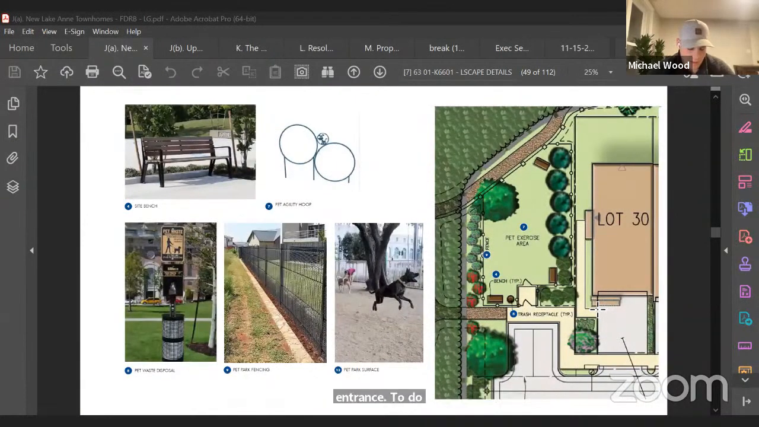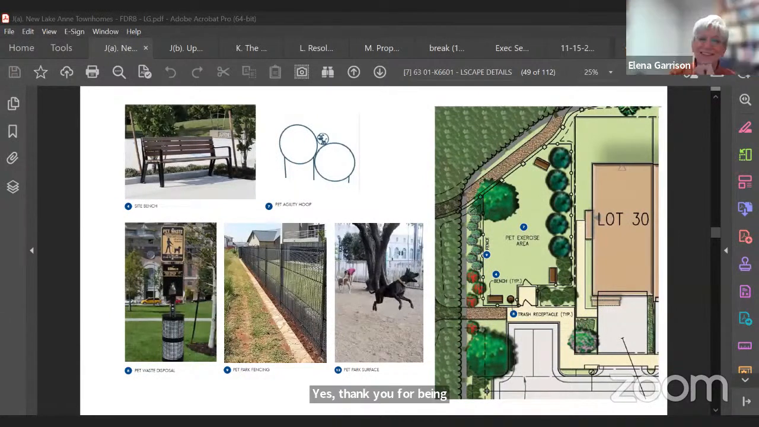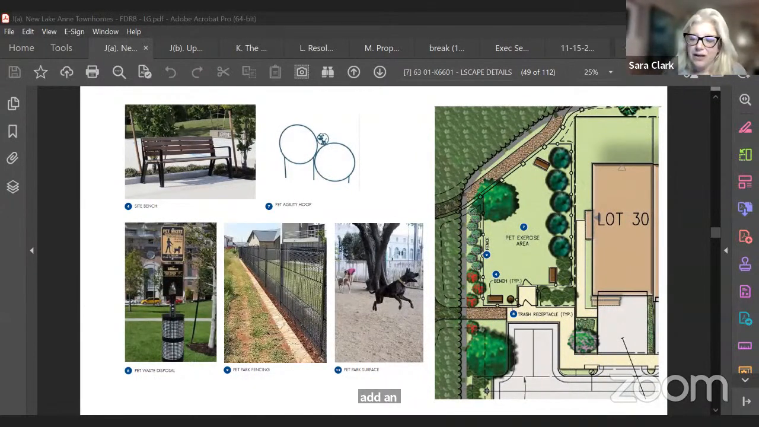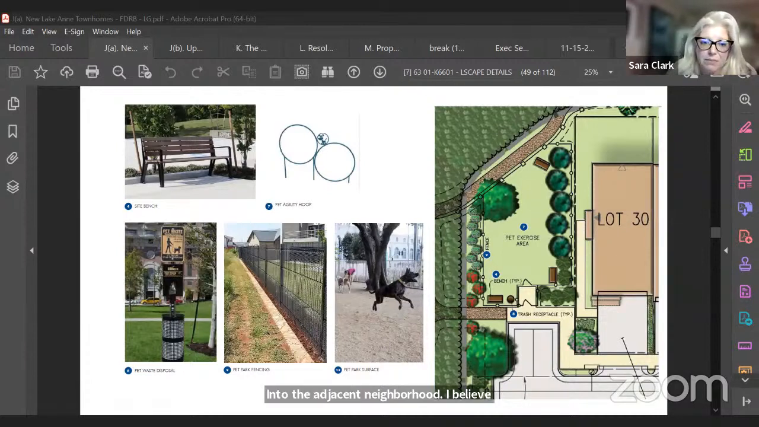Do you accept that amendment? Yes, thank you for being so detailed, Elena. I would like to add an amendment. I would like to add an amendment as well. And that is to resubmit the landscaping so that it is higher to block the headlights into the adjacent neighborhood. I believe the minimum was asked to be 54 inches. My recollection is correct, but please add that.